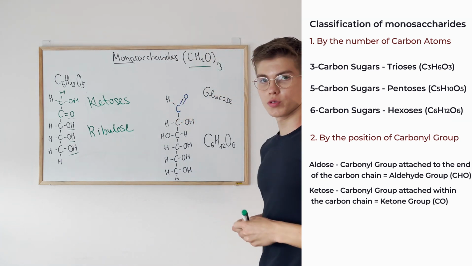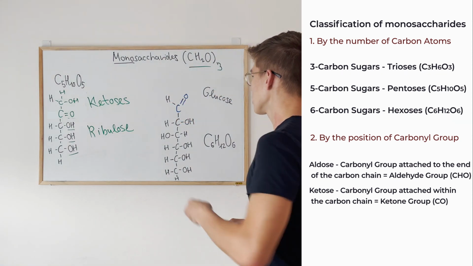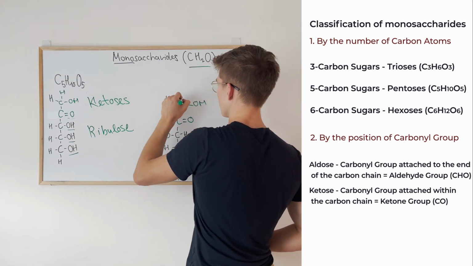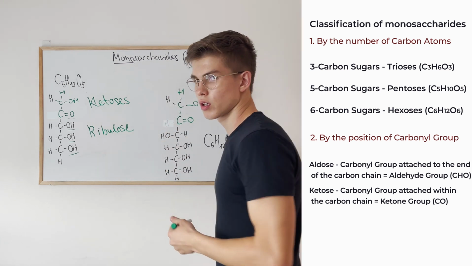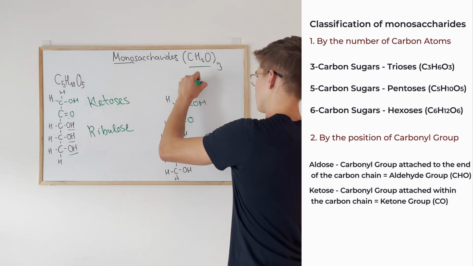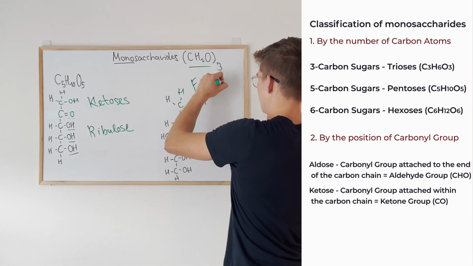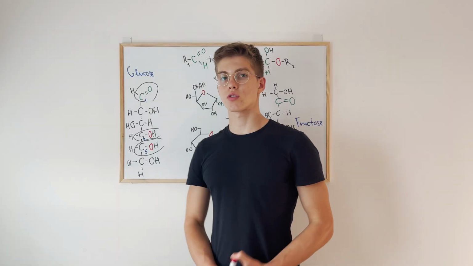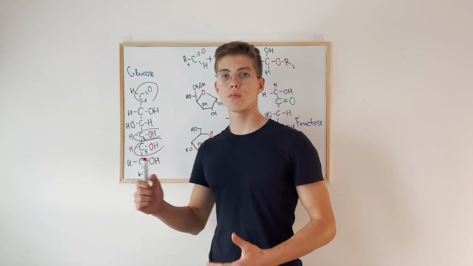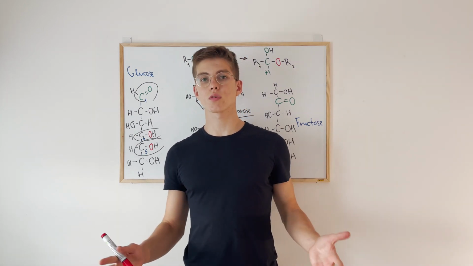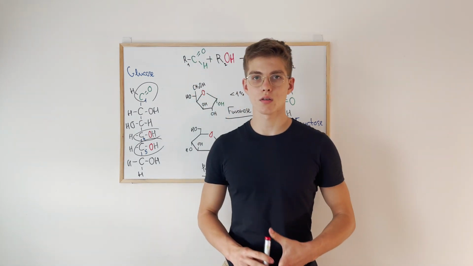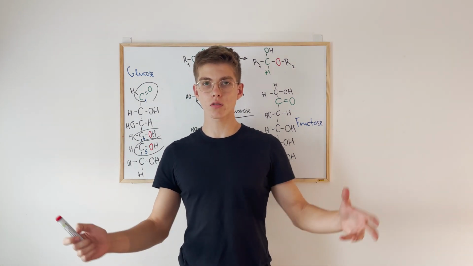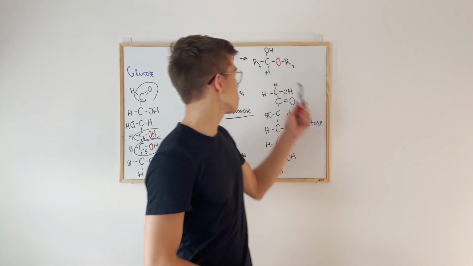If we do the same thing to glucose, then the ketose form of glucose will be called fructose. Although it is quite convenient to draw these sugar molecules in a linear form, this representation is not really accurate. Because what happens in a water solution between a carbonyl group of one molecule and a hydroxyl group of another molecule is that they form a hemiacetal.